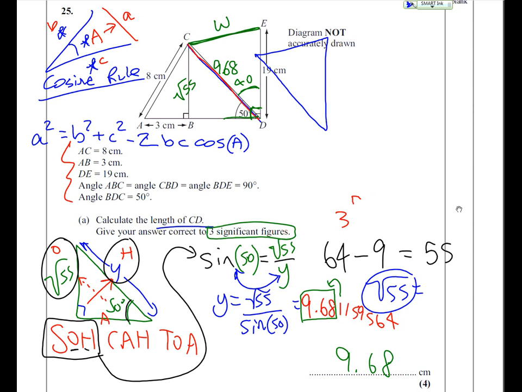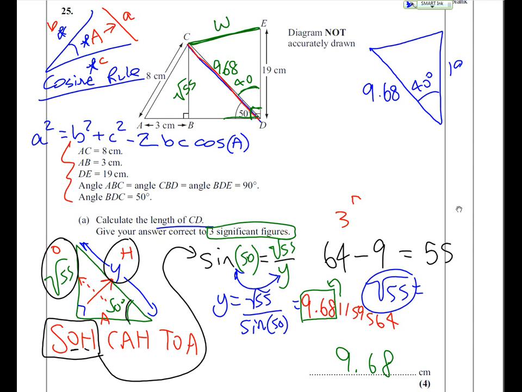Get rid of all that. Okay, sorted. 40 degrees, 9.68, 19. So our situation: this is angle A, this is length A that we're going to find, and these are B and C in any order. Let's substitute into our formula and try and find the missing length A.